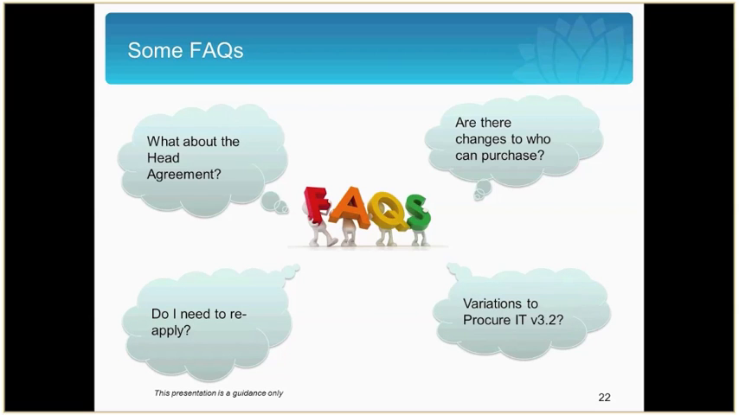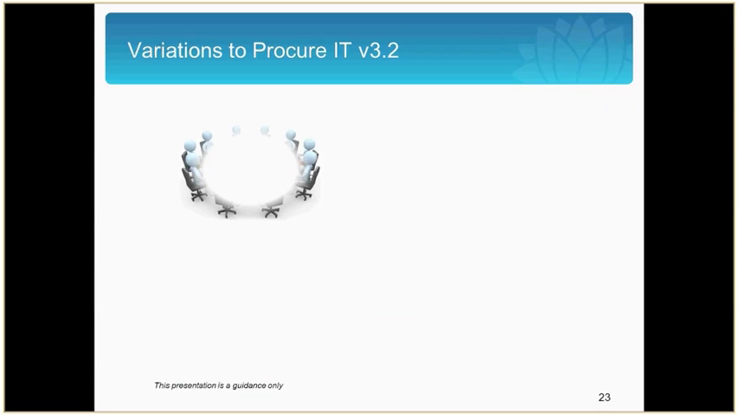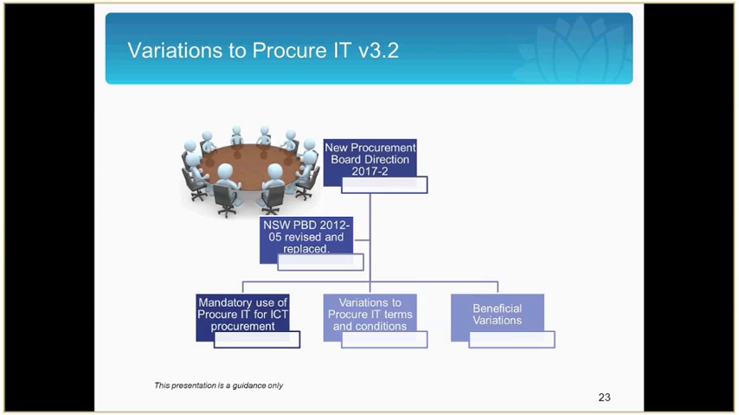What about variations to Procure IT version 3.2? We will discuss this in the next slide. The New South Wales Procurement Board Direction 2012-5 has been revised and replaced by the new Procurement Board Direction 2017-2. The Procurement Board Direction 2017-2 continues to require New South Wales government agencies to use the Procure IT framework when procuring ICT, so there is no change on this obligation.